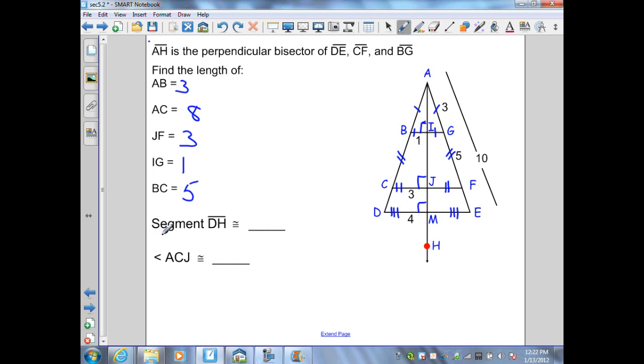Next, they want us to determine that segment DH is congruent to segment HE. And even though that segment is not drawn in, we know that is true because if H is on the perpendicular bisector, then it's equidistant to the endpoints of the segment. Next, angle ACJ must be congruent to angle AFJ.